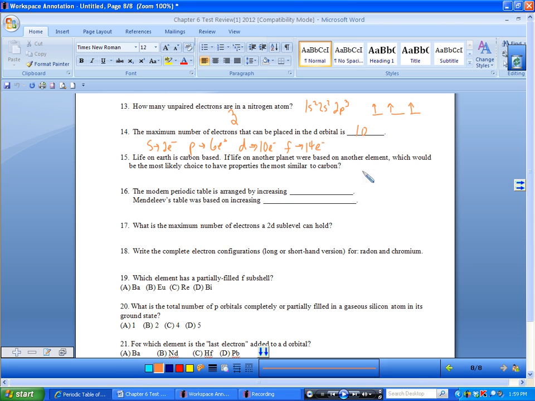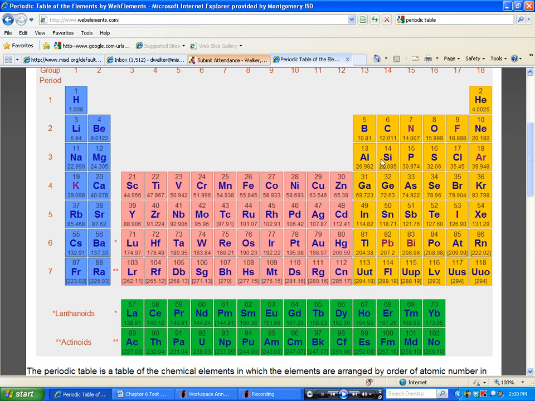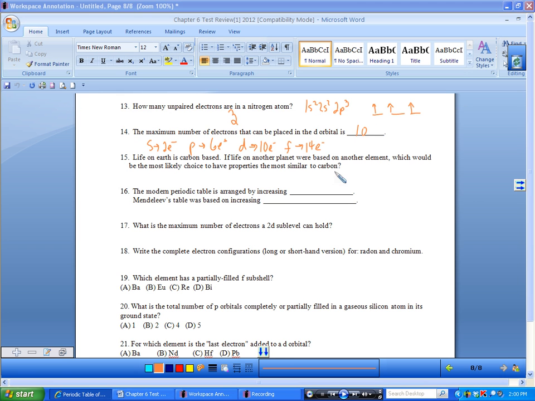Life on Earth is carbon-based. If life on another planet were based on another element, which would be the most likely choice to have properties most similar to carbon? So I look at my periodic table and pick out carbon. Silicon is the next one that is similar to it, so I would pick silicon because it's in the same family.